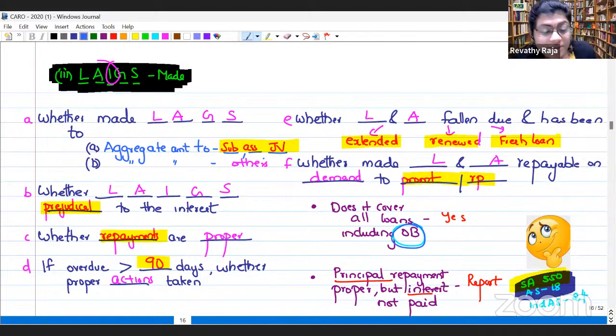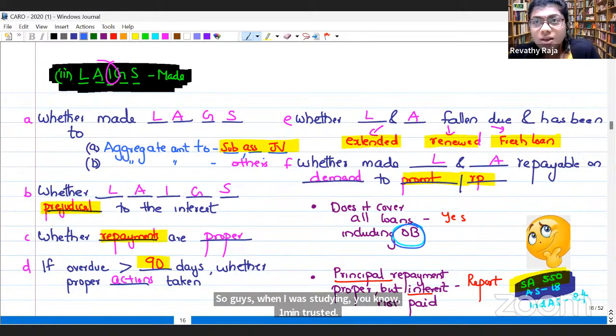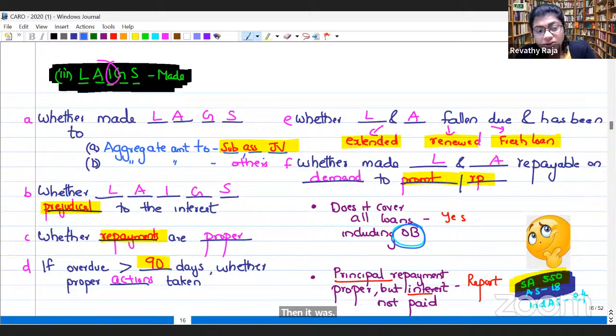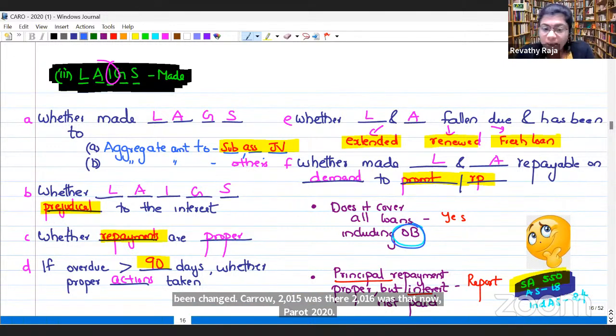Okay. So guys, when I was studying, 1 minute rest. When I was studying inter, I don't know whether you know, I passed my inter in 2006, final in 2009. When I was studying also, CARO was there. At that time, CARO 2003. Then it was changed. Several times CARO has been changed. CARO 2015 was there, 2016 was there, now CARO 2020. But then and now also CARO is the main thing.